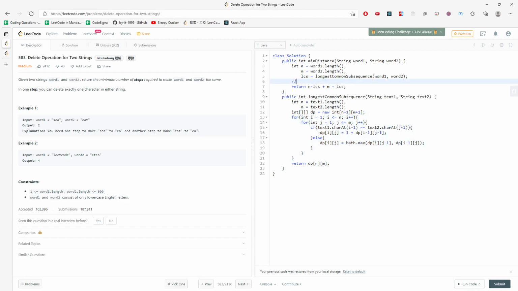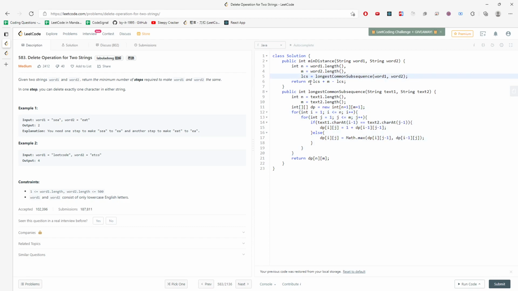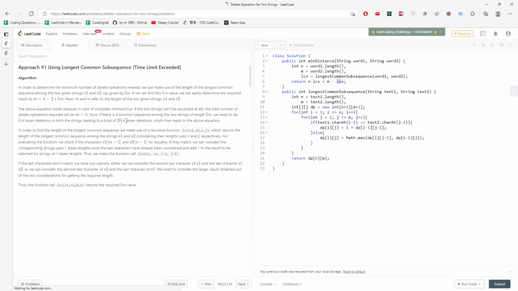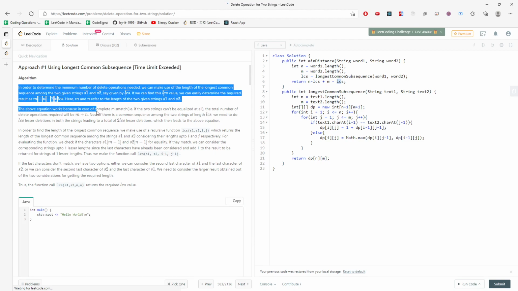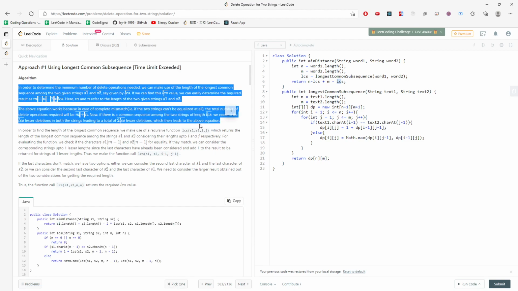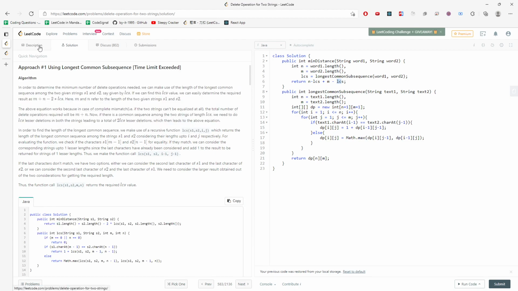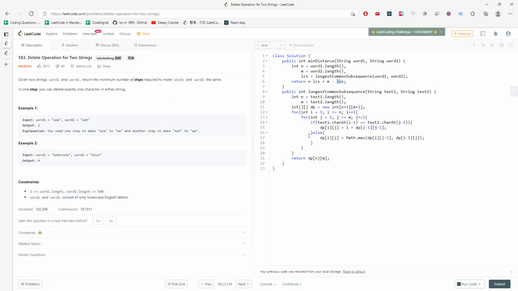And if you still struggle, right? If you struggle with why you need to subtract by the LCS, go over the solution. It does explain pretty well over there, but it's a pretty long definition and I don't like to read. So you just have to think about it. How do you actually make your word1 equal to word2? If you want to make them equal, these two have to subtract the common subsequence for sure, right? And here we go.